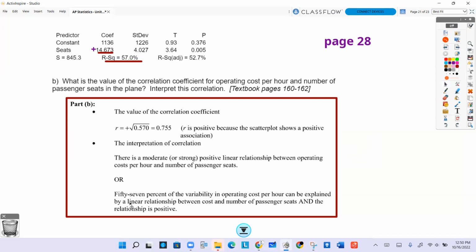You could also use the coefficient of determination and get credit. 57% of the variability in operating costs can be explained by the number of passenger seats. Either way is fine.